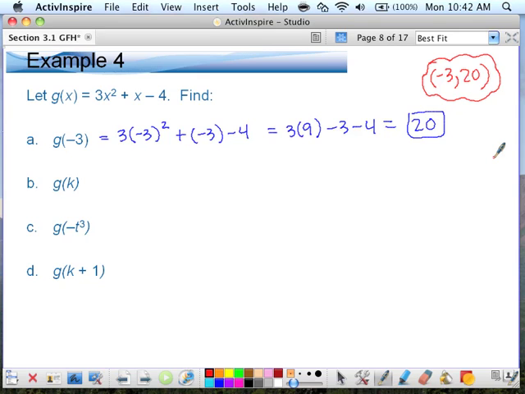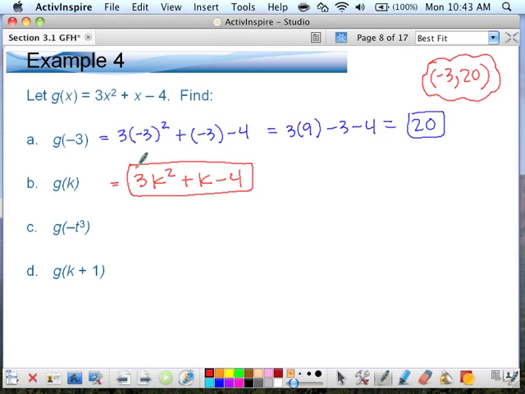Now I would like you to find g of k. So that just means that I'm going to replace every x with a k and see what I get. So it's weird, but we're going to do it. G of k. What's it equal? 3k squared plus k minus 4. That's all. Every x is just replaced with a k. Now it didn't become a numerical value because I didn't substitute in a number. I substituted in another variable. So my answer is also a variable.